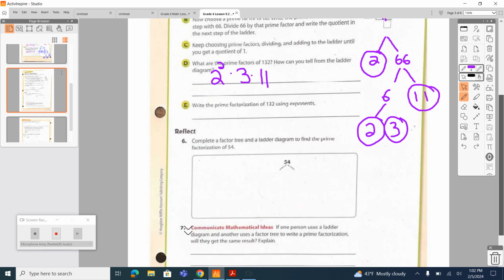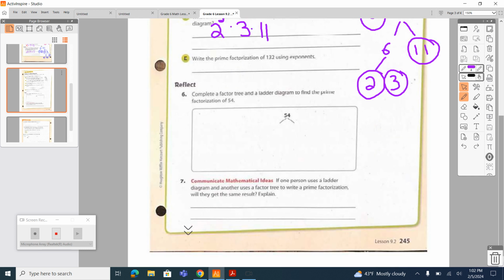So let's try a factor tree and a ladder diagram to find the prime factorization of 54. So 54, I could do 9 times 6. 9 is 3 times 3. And factors of 6 are 2 and 3.